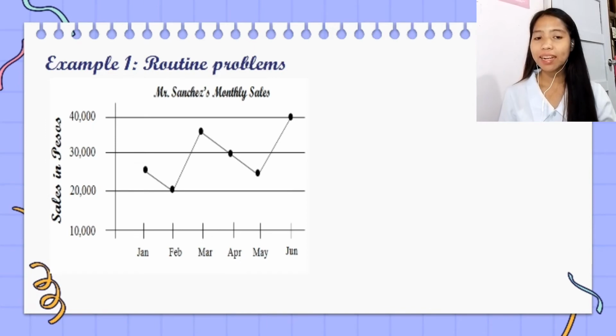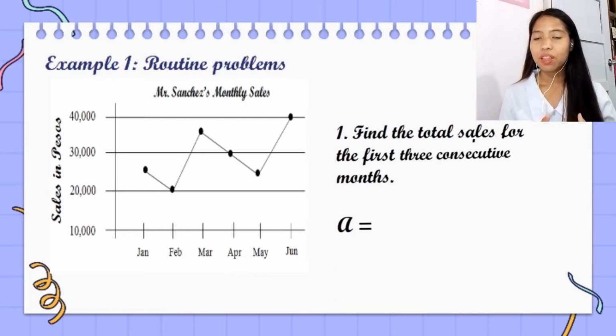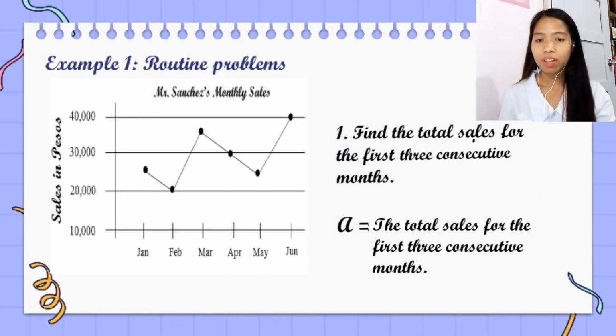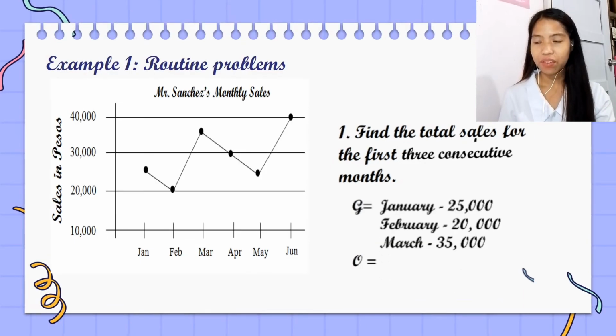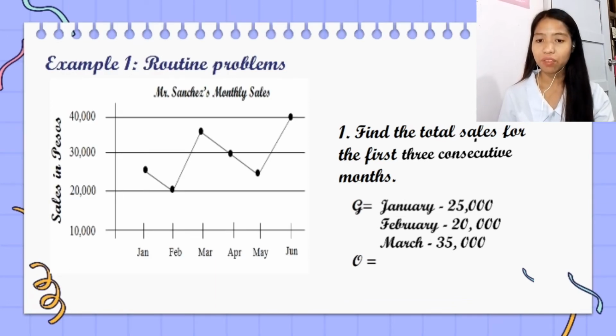Okay, let's go back to the example of routine problems about Mr. Sanchez's monthly sales. Number 1, find the total sales for the first 3 consecutive months. So what is asked? The total sales for the first 3 consecutive months. What is given? January is 25,000 sales, February is 20,000 sales, March is 35,000 sales. What operation will be used? The operation to be used is addition.